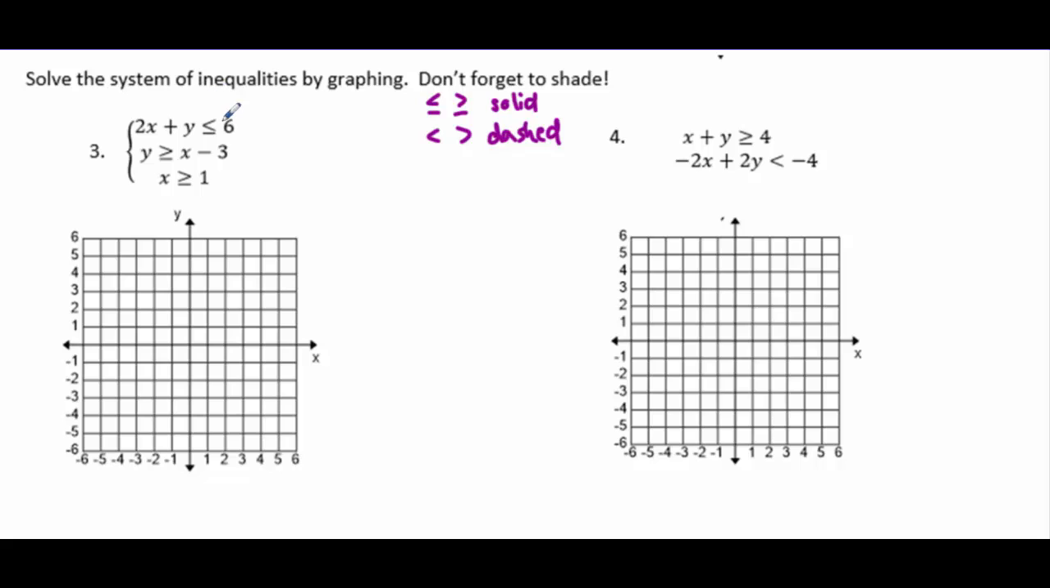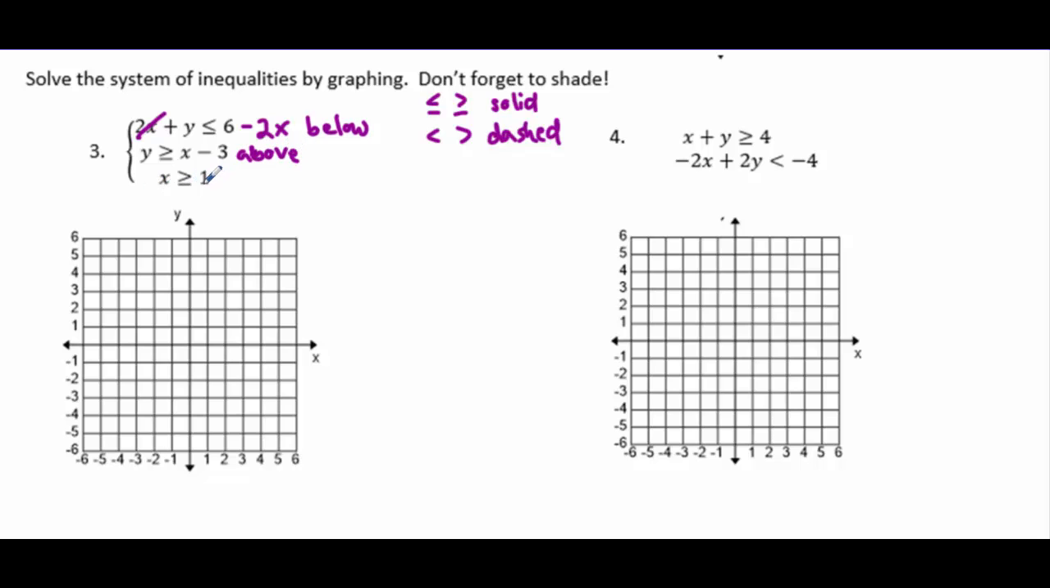Now we need to solve for y. So on this first one, let's subtract the negative 2x over. All three of these are going to be solid lines, so that's nice that we don't have to worry about that. What we are going to have to worry about is this first one is less than, so we're going to be below the first line. The next one is greater than, so we'll be above the second one.